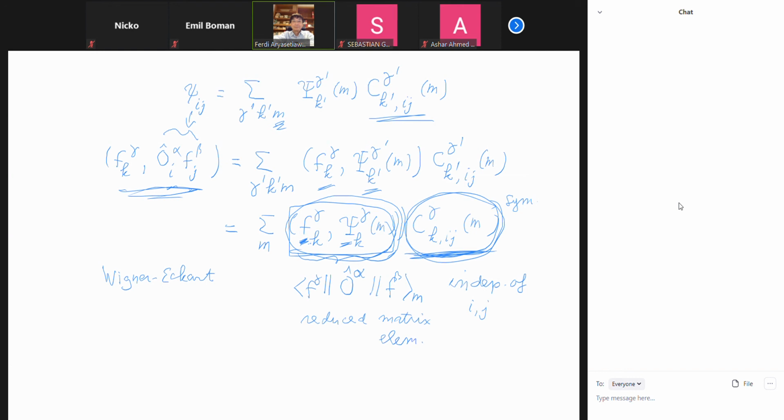So we see that the Wigner-Eckart theorem that we learn in quantum mechanics is a special case of a more general theorem. In quantum mechanics, usually we talk about the Wigner-Eckart theorem in terms of angular momentum states. So these two are angular momentum states, and this is the so-called spherical tensors. But the theorem is actually more general, as we have seen here.